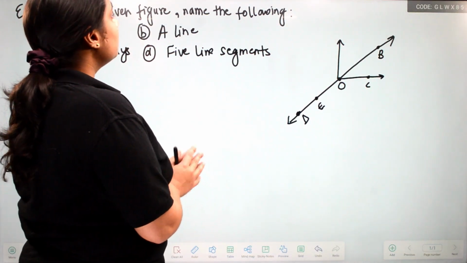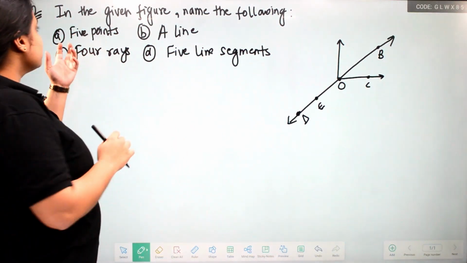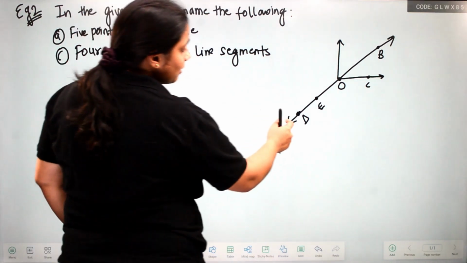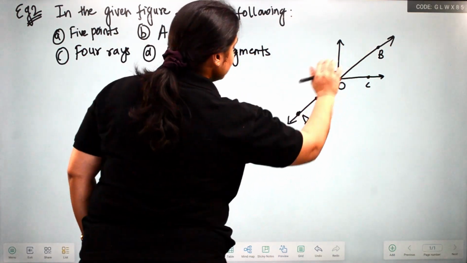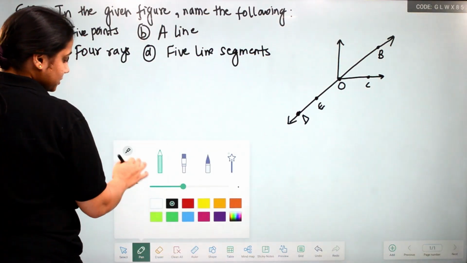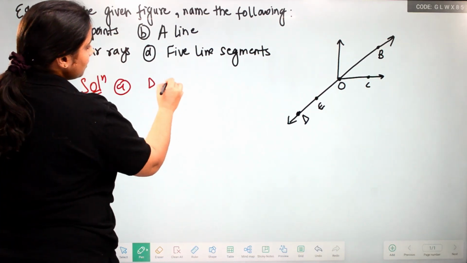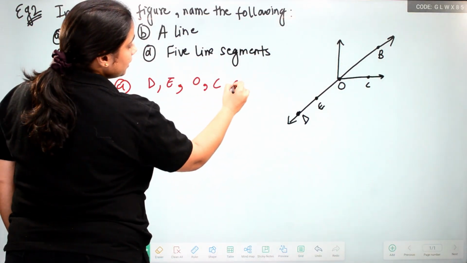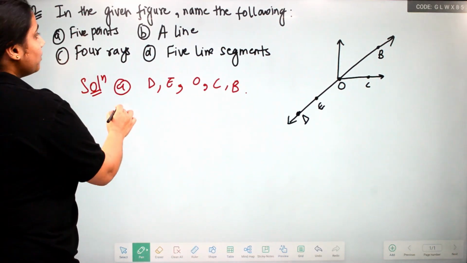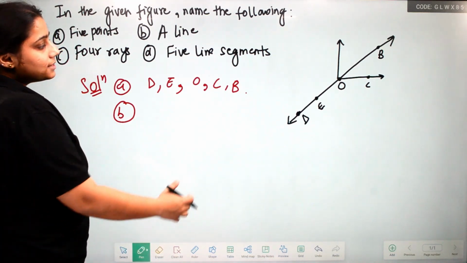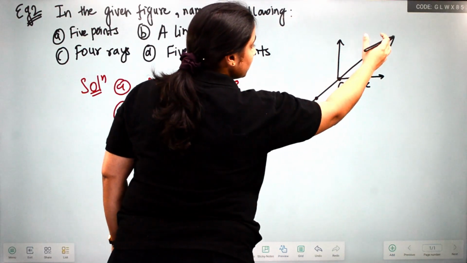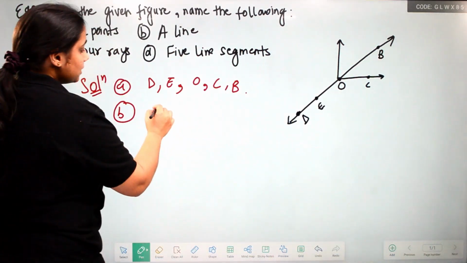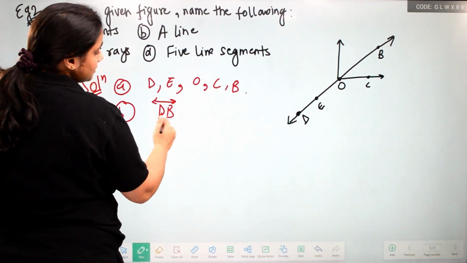Example 2. In the given figure, name the following. First part is 5 points. So we can see that we have D, E, O, C and B. These are the 5 points. Now part B, a line. We can see that from D to E, it is a single line. So we can say that DB is the line.